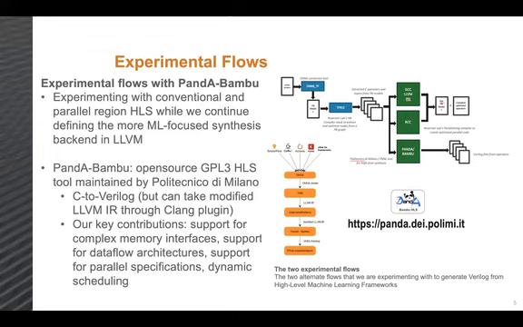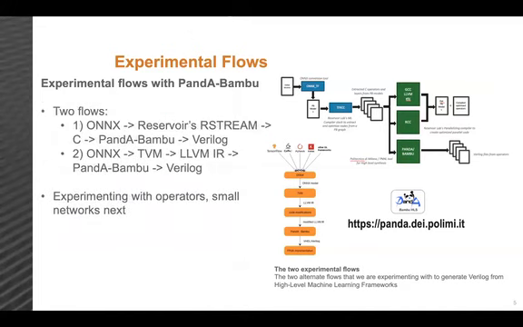The idea here is to stitch together a sequence of already available tools to drive the design of what is going to be the SODA compiler. And of course, there's going to be some cross-pollination of ideas between our past work in Panda and what is going to be our future.